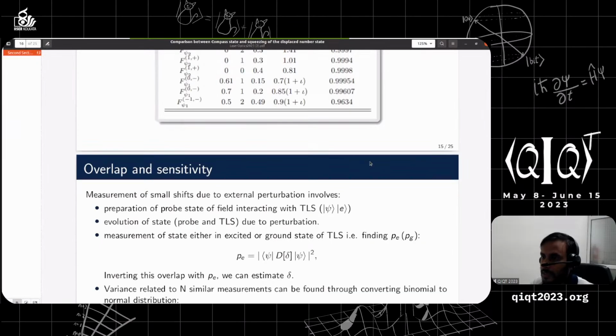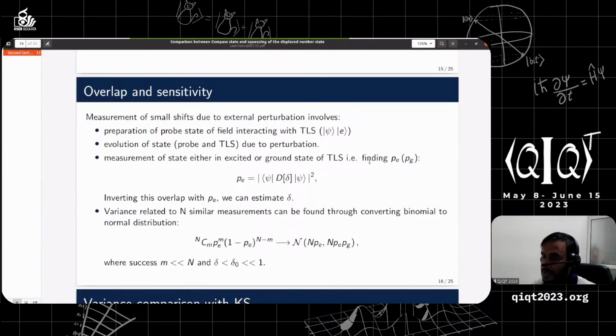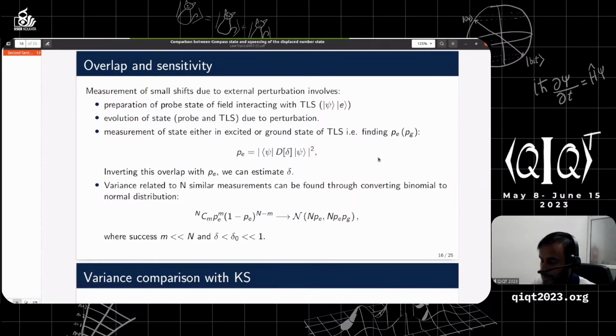So another property we studied here is the sensitivity of a compass state, and that we compared it with our first state and second state. So how is this sensitivity calculated? How in the experiment are these sensitivities actually calculated?